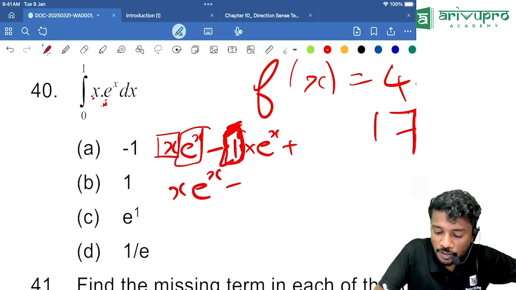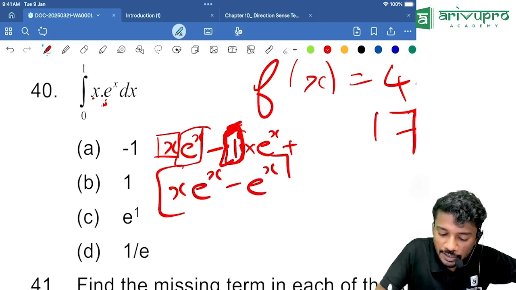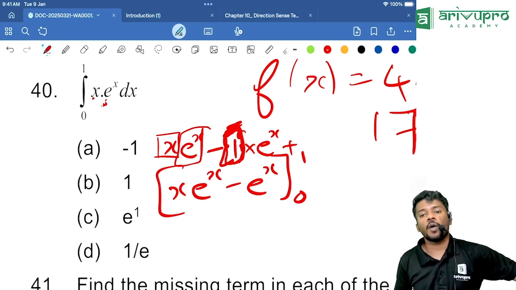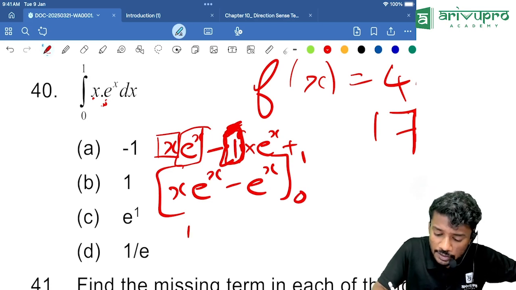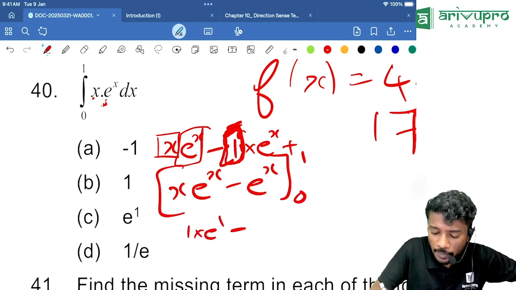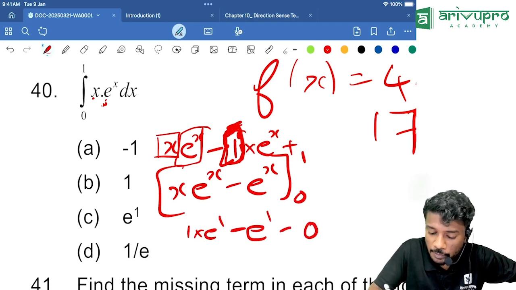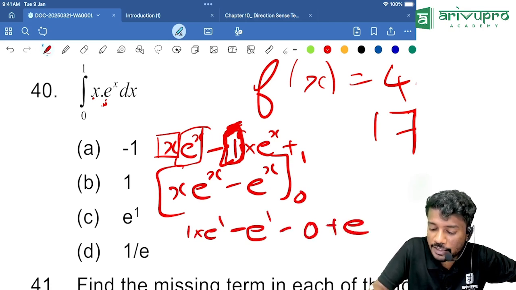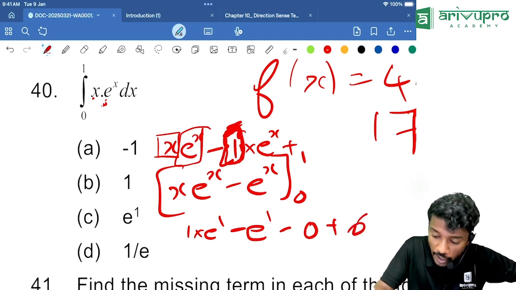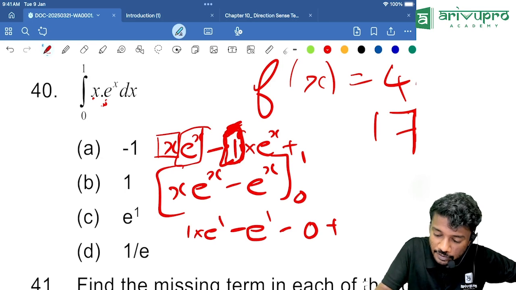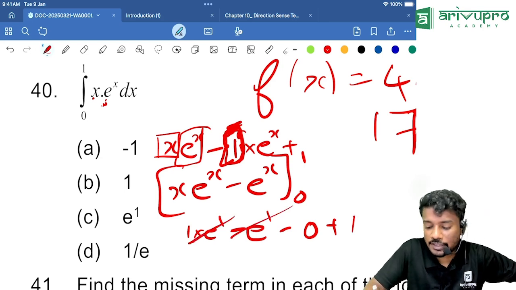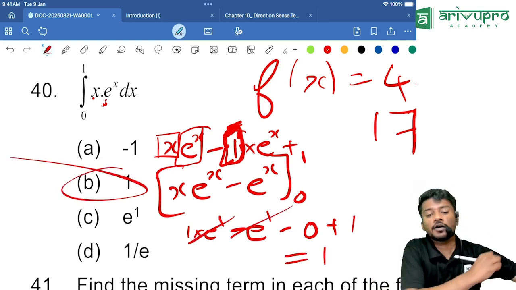x e raised to x minus e raised to x, and the limit is from 0 to 1. Apply the limit: 1 into e raised to 1 minus e raised to 1, minus of 0 will become 0. Then minus of minus will become plus. e raised to 0, any number raised to 0 is 1. So this will get cancelled. So the answer is 1, option B.